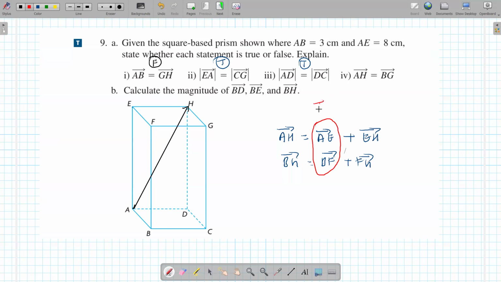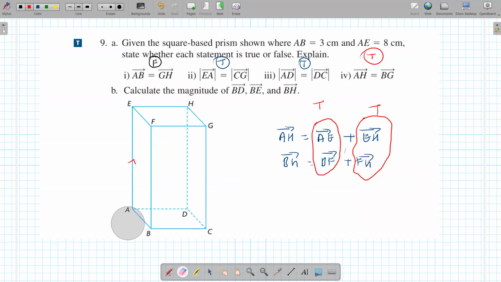They are, right? AE and BF, they're both going up and they're both 8 units. And EH and FG. EH is going this way, FG is going this way. They're both 3 units. Are the directions the same? Yes. So therefore, because both of these components are true, this must be true.